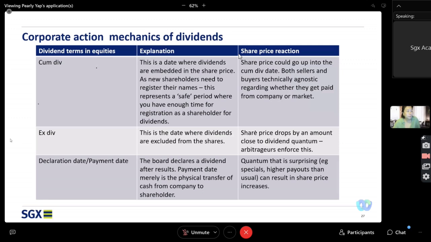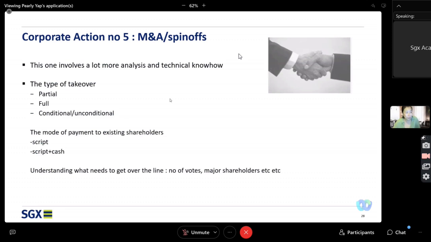All right. I already explained this, so I'm not going to explain cum div and ex div in detail. But essentially, these are dates where you get the entitlement and no entitlement. So please be aware of these dates.